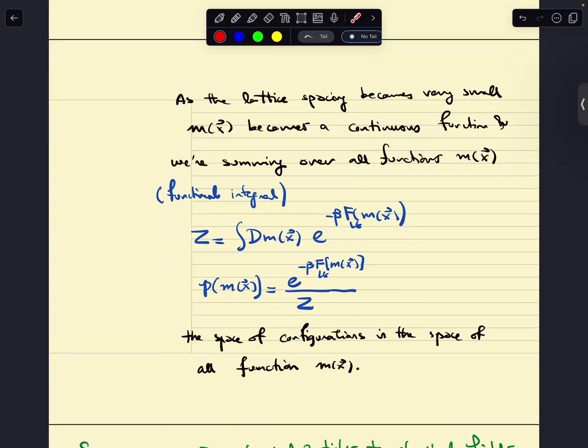as we build up towards fancier examples, and you will see that the physics becomes closer and closer to what you expect. So as the lattice spacing becomes very small, m of x becomes a continuous function, and summing over all functions m of x becomes something that we call a functional integral. So in this course, we're going to discuss functional integrals in detail.